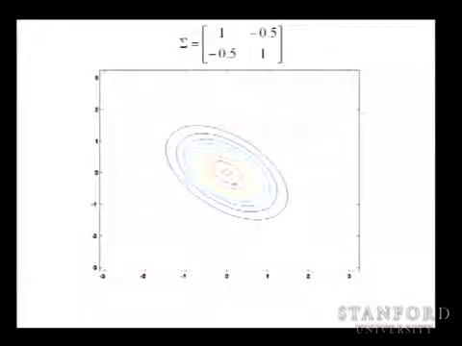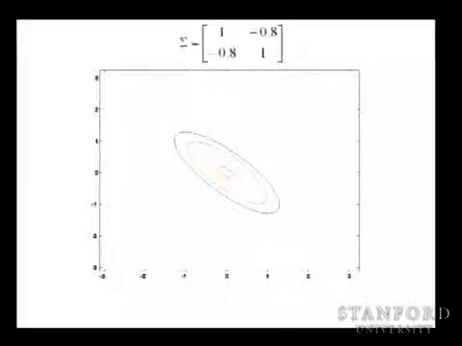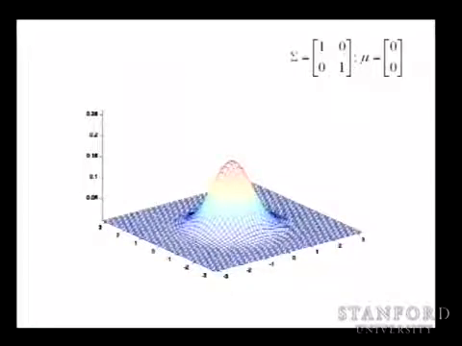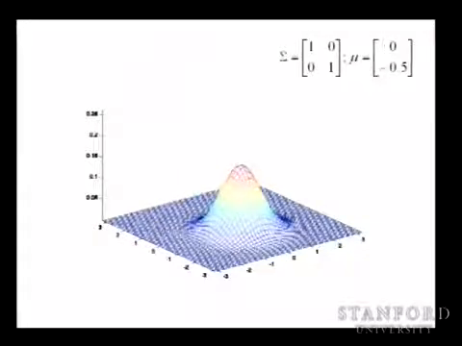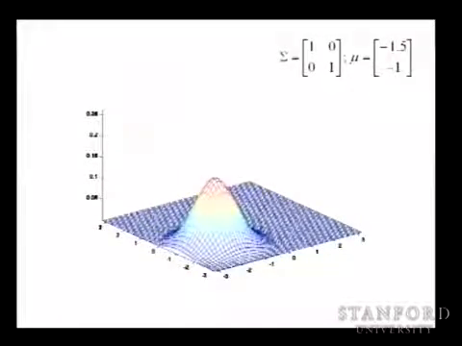So that's the Gaussian with negative entries on the off-diagonals and even larger entries. The other parameter for the Gaussian is the mean parameter. This is with mean 0, and as you change the mean parameter, say mu equals 0, 1.5, the location of the Gaussian just moves around.